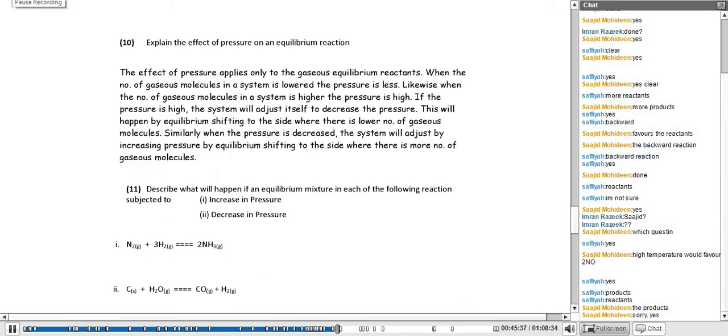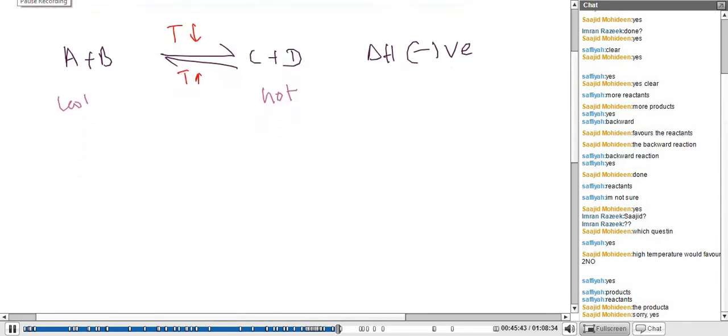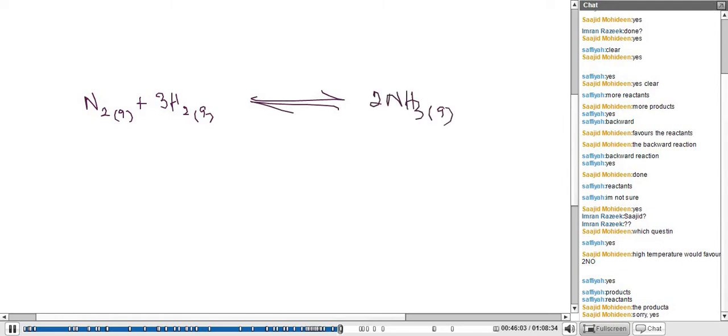Pressure affects the equilibrium. I said temperature, pressure and concentration, all these three factors affect the equilibrium. As for the effect of pressure, it's very simple. First of all, pressure is affected by only gaseous systems. So we will just take this example: nitrogen reacting with hydrogen to form ammonia. What we should do first is count the gaseous molecules. There are 4 gaseous molecules on the reactants side. You only count the gaseous molecules. 3 plus 1, 4. There are 4 gaseous molecules here, and there are 2 here.